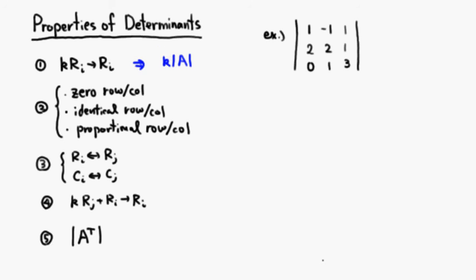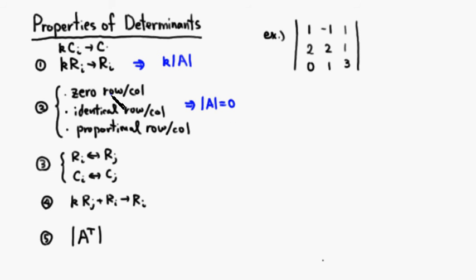Maybe I should write it as multiply a row or column by k. If you multiply an entire row by k or an entire column by k, then the determinant is multiplied by k. And number two, when you have these conditions, the determinant is always equal to 0.